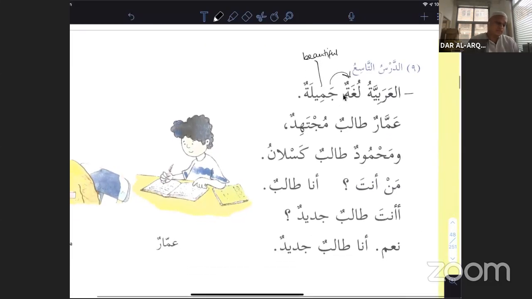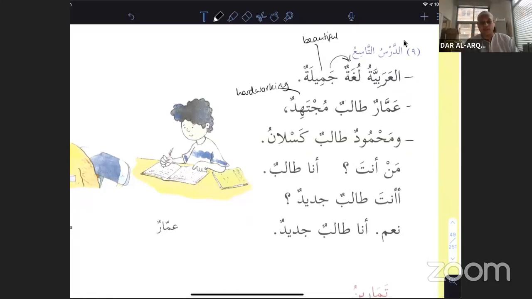Okay. Next line. Ammar talibun mujtahidun. I'll leave it to you guys. What do you think this sentence means? I'm just going to write it down. Mujtahid means hardworking. Oh, mashallah, safe quiet. Ammar is a hardworking student. Alhamdulillah.